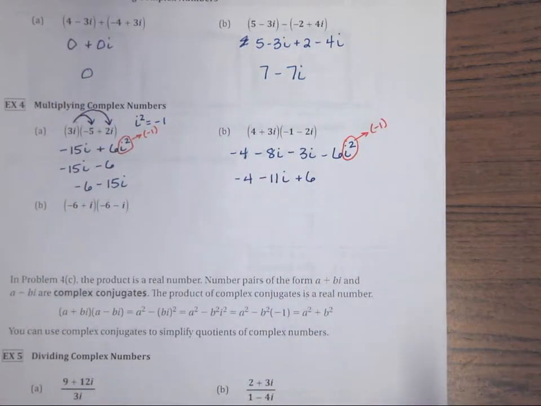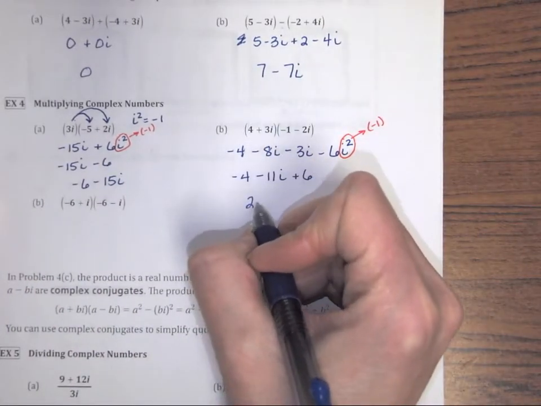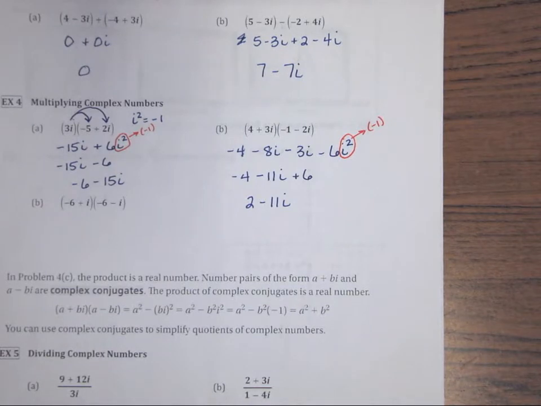Now notice, you can now combine like terms again. You have a negative 4 and a positive 6 gives you positive 2 minus 11i. All right? So the only really new thing, you're treating i much like you would treat it if it were a variable, except that once you get to i squared, that changes into a negative 1.